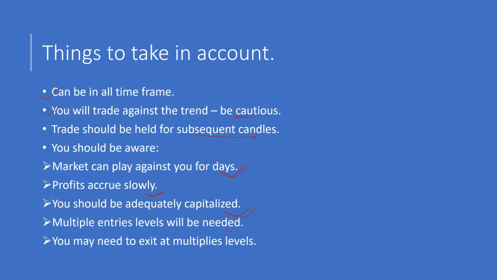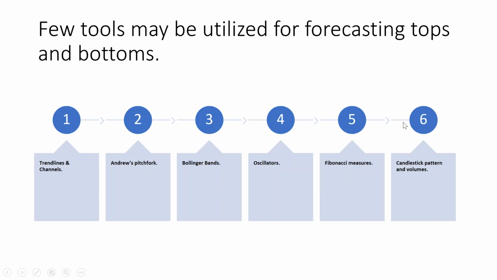Multiple entries will be needed, and also at different levels. So you need to get a good capital, say, to trade at least 3 or 4 lots in any stocks or index. You need that type of capital, and we may exit also at multiple levels. So this is the modus operandi that we will use while we trade in this type of trend.